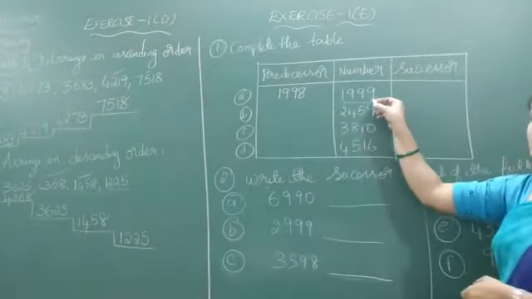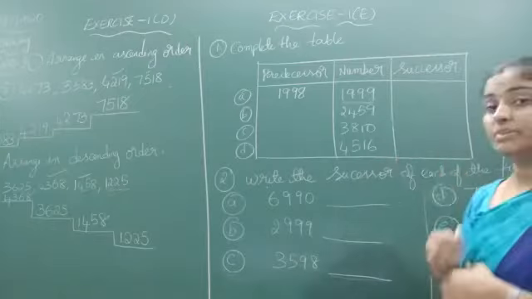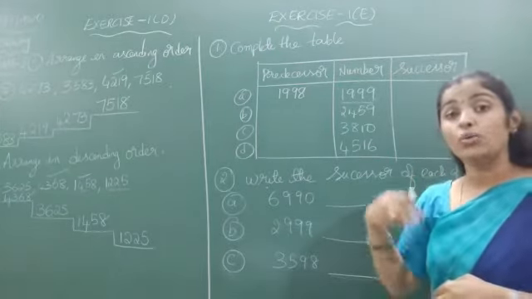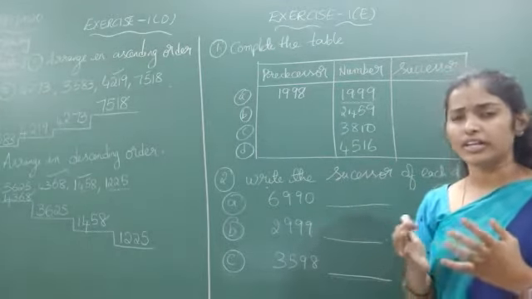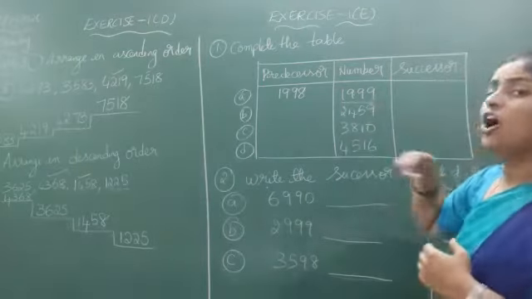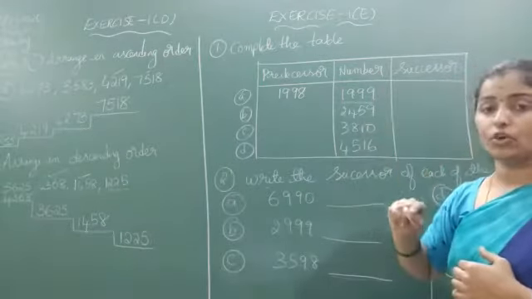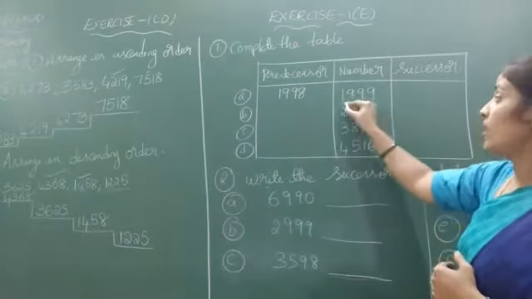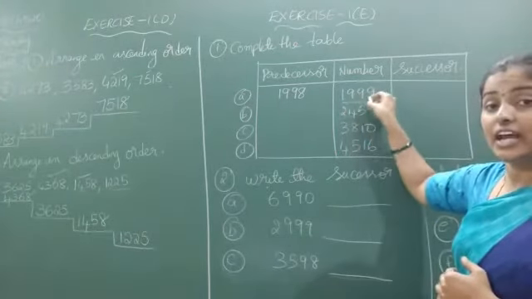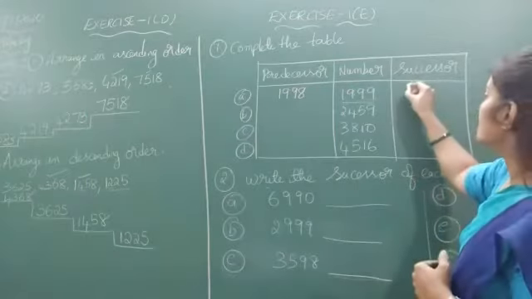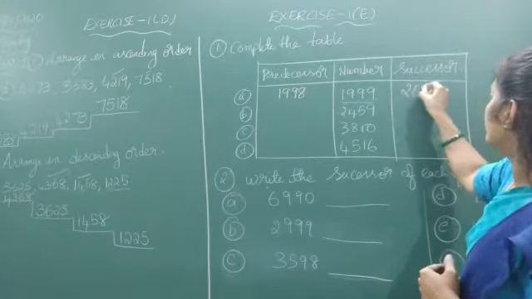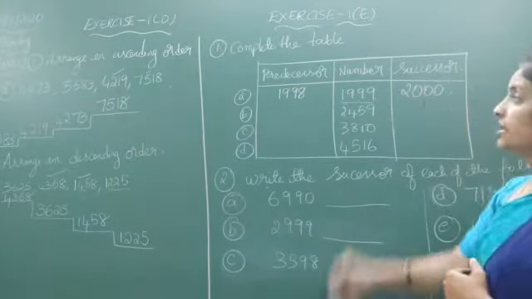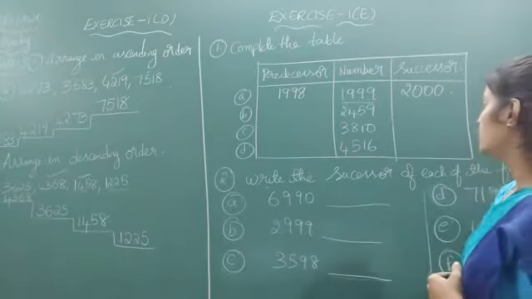Now write the successor of this number, which means we need to add one to the number, or in other words the after number. Now tell me, what is the number after 1999? What number will you get? It is 2000. Yes? Yes. Now come to the next one.